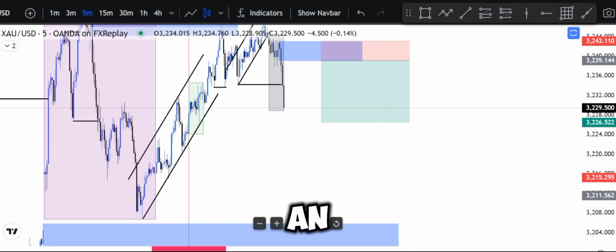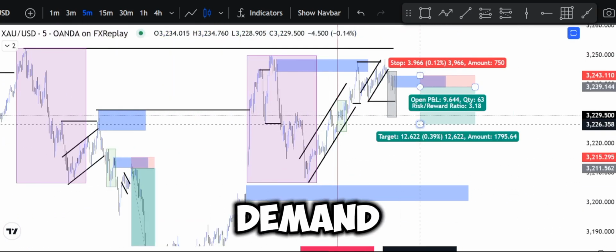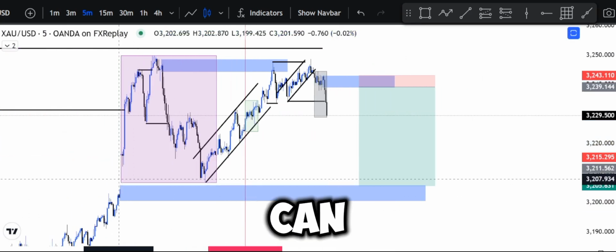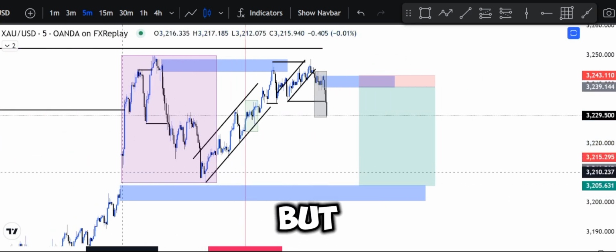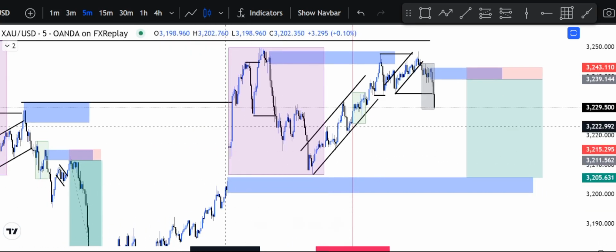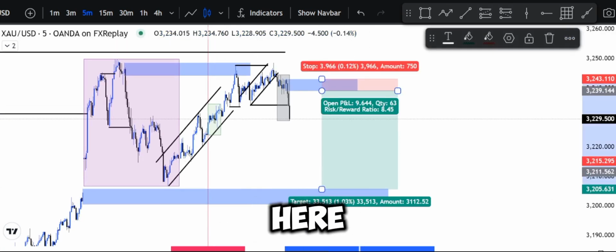We need an intraday target or TB. So the closest demand, valid demand, is this one. Sometimes demand can have a gap, but it is not important. The most important thing is the last candle that caused break of structure, which is this one. So let's set the limit order here.